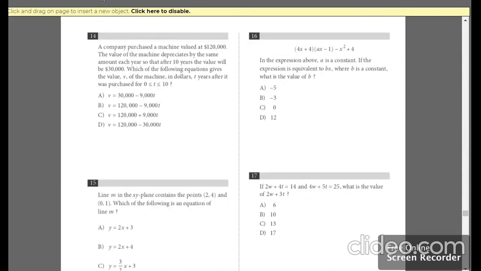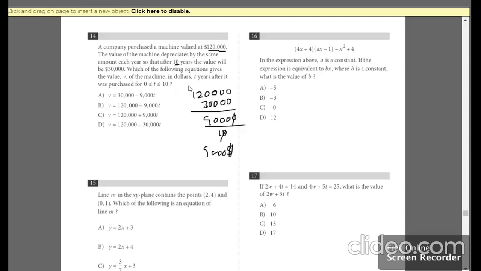A company purchased a machine valued at $120,000. The value of the machine depreciates by the same amount each year, so that after 10 years it is $30,000. So first what we need to do is, 120,000 after 10 years, how much has it depreciated? The total value is 30,000, so it means 90,000 is the depreciation over 10 years. If we divide by 10, we are left with $9,000 each year.